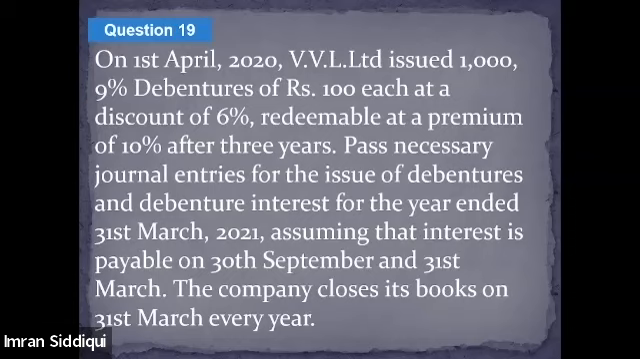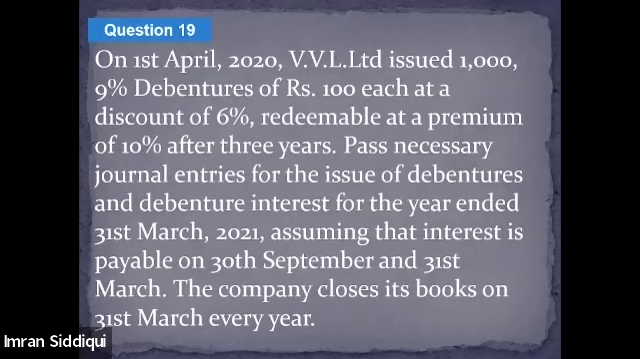Done, sir. Done, Prerna. Okay, tell me the entries. Bank account debit to debenture application account 94,000. Debenture application and allotment, right? Yes, sir, because there are no other installments. So instead of writing just debenture application, we should write debenture application and allotment.